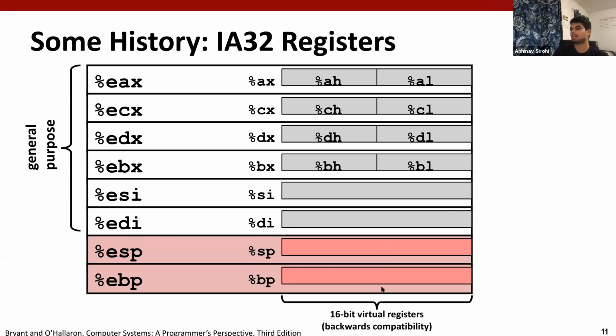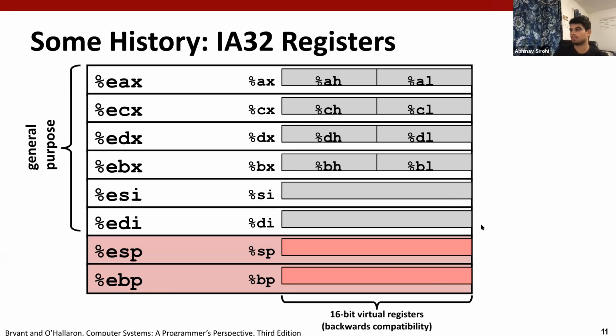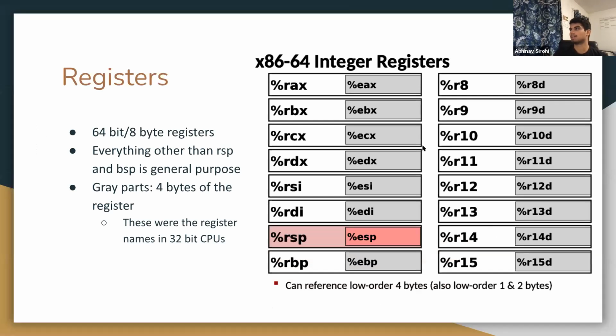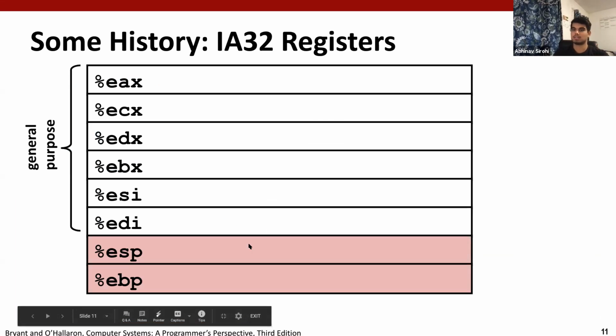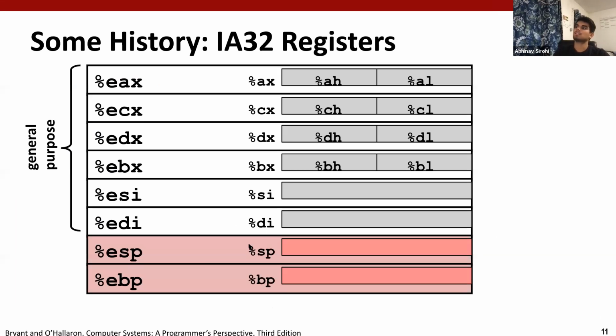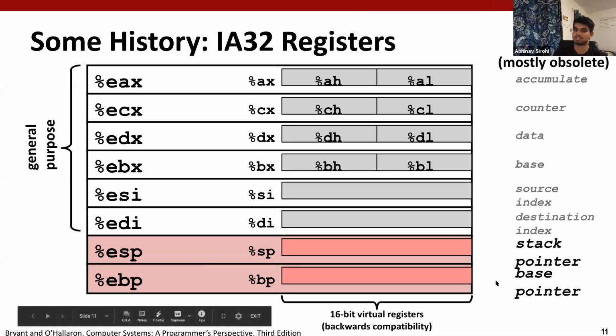So there is backwards compatibility here. When computers shifted from 32-bit to 64-bit, they preserved this backward compatibility, so you're able to still access those sub pieces of the register. This is the origin of the names of the registers, but you will learn more about this later, and why this is the stack pointer and the base pointer and how that works.